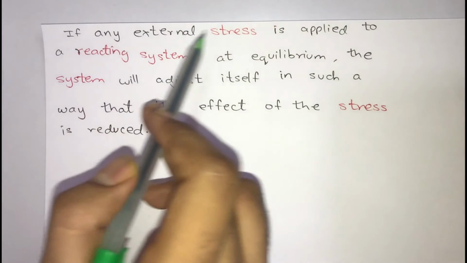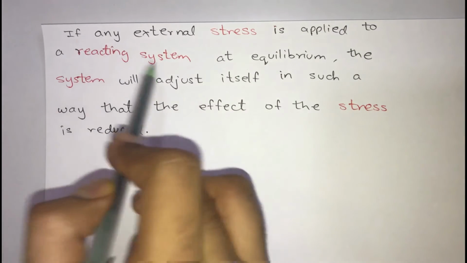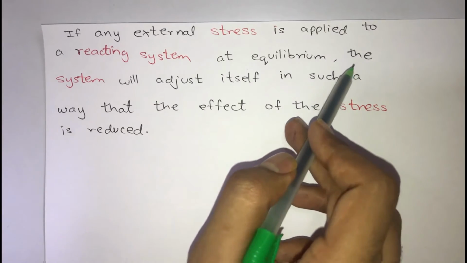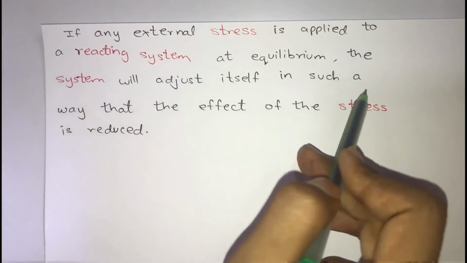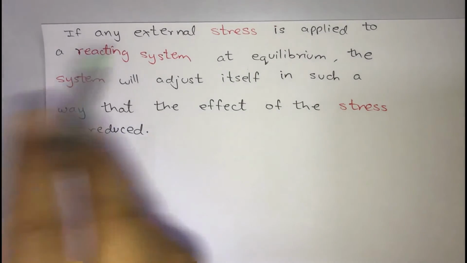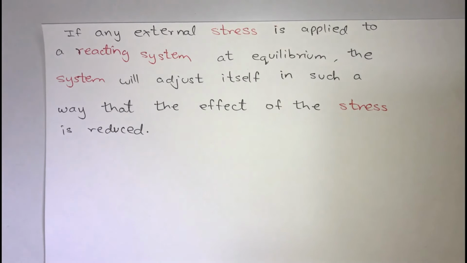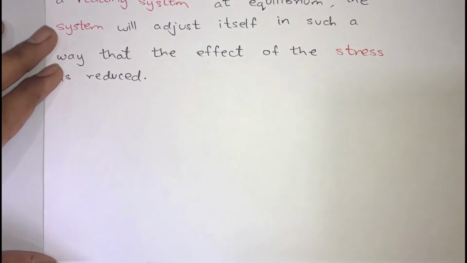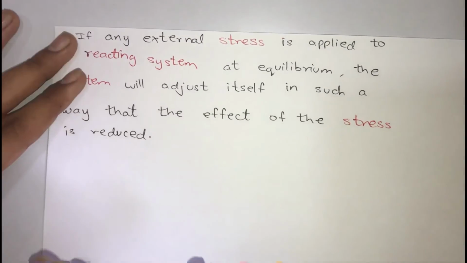If any external stress is applied to a reacting system which is at equilibrium, then the system will adjust itself in such a way that the effect of the stress is reduced. Now after reading, this sounds like a physics definition. Am I right? Actually, we have to relate it with chemistry now. Don't worry guys, I have a personalized definition about this Le-Chatelier's principle which I will be writing over here. Just let me first of all explain you all.